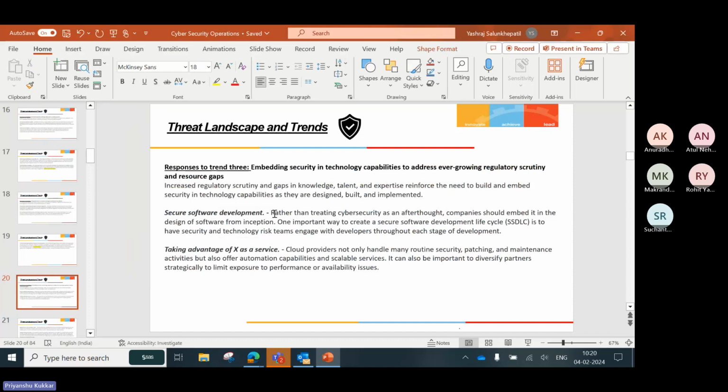Okay, secure software development. Rather than treating cybersecurity as an afterthought, companies should embed it in the design of software from inception. One important way to create a secure software development lifecycle is to have security and technology risk teams engage with developers throughout each stage of development. So this is pretty new. ठीक है, पहले से नहीं होता था. Nowadays, this has led to the birth of AppSec. ठीक है, application security, domain, field, roles and technologies.